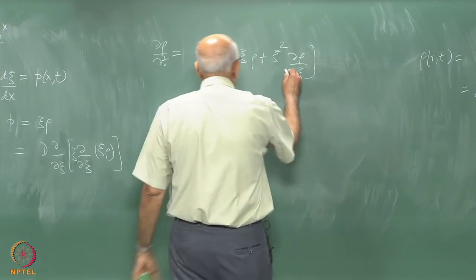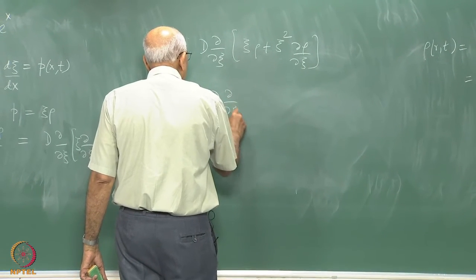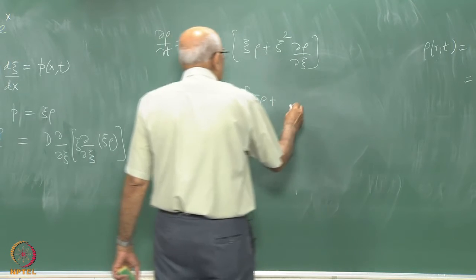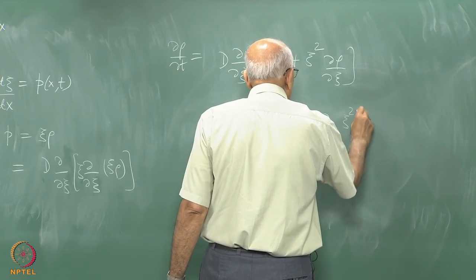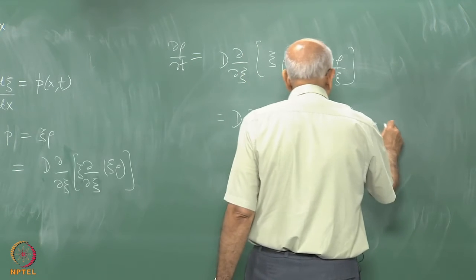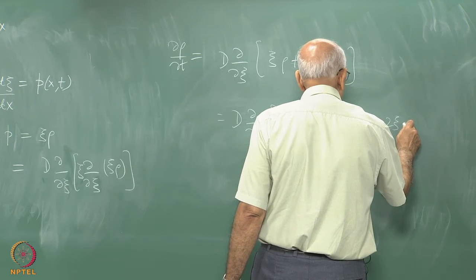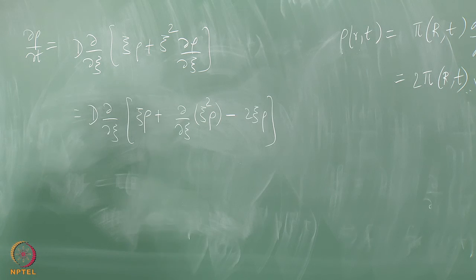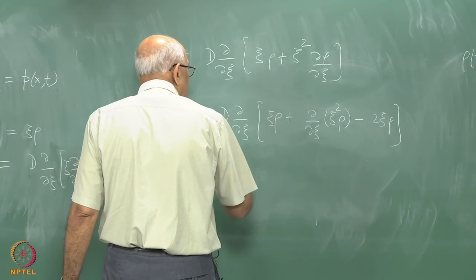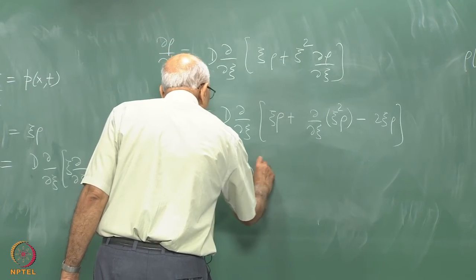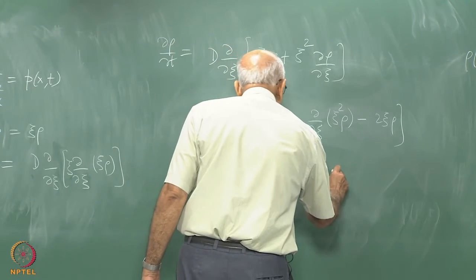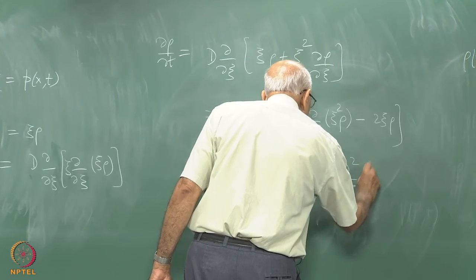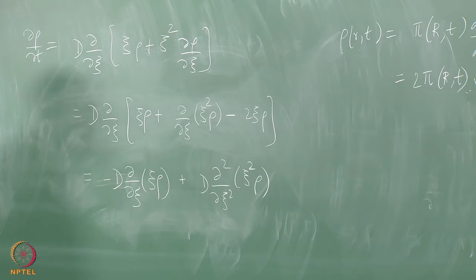Then you'll get, this term I write it as equal to d delta over delta xi of xi rho, which is already there, plus delta over delta xi of xi squared rho minus 2 xi rho. So, this will give us equal to minus d delta over delta xi of xi times rho, this is a minus sign, plus d d2 over d xi 2 of xi squared rho. Very good. So, that's the usual Fokker-Planck equation.